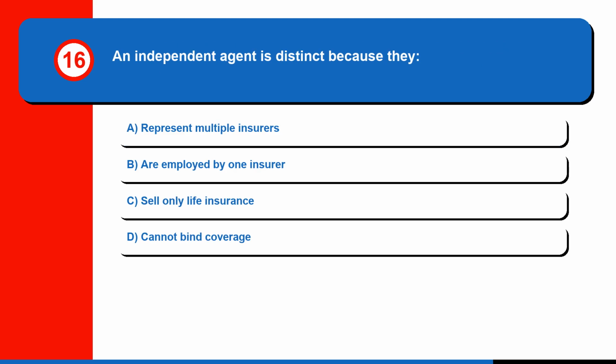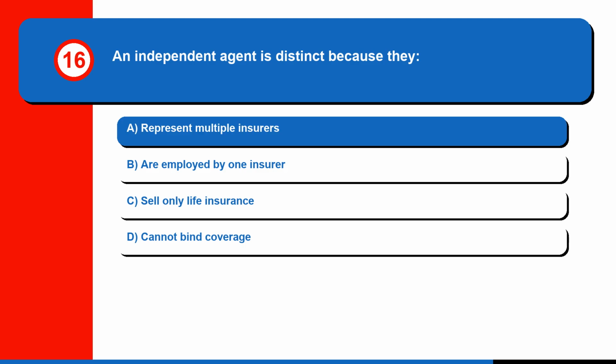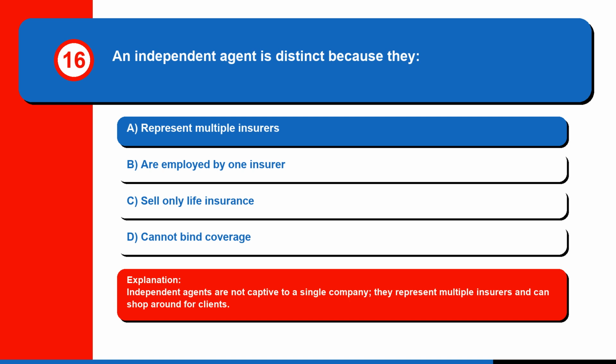Question 16. An independent agent is distinct because they A. Represent multiple insurers. B. Are employed by one insurer. C. Sell only life insurance. Or D. Cannot bind coverage. The correct answer is A. Represent multiple insurers. Independent agents are not captive to a single company, they represent multiple insurers and can shop around for clients.